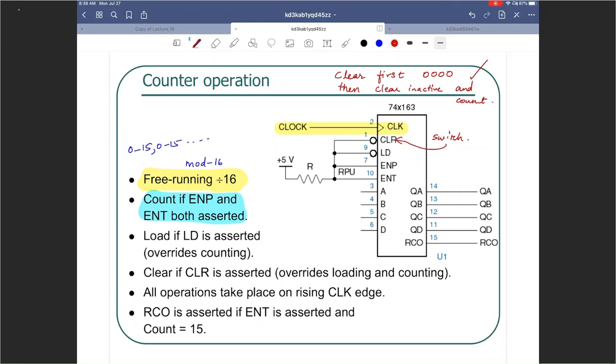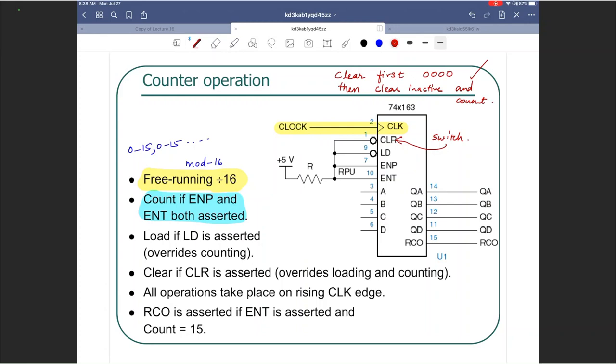Question on the chat box is, then what will be the output? Only 0 or count to 15? So when I clear it, it will be 0. Then if I want it to count, then I have to make it inactive, right? So if I make clear inactive, if I make load inactive, I enable the counters by connecting ENP and ENT to high, then it will start counting, right? So first I'm making things 0, right?